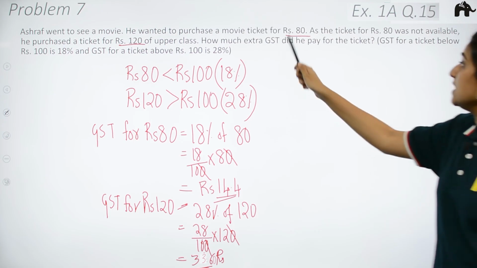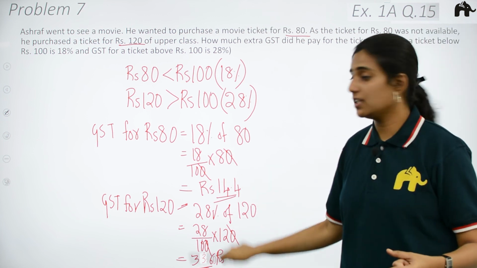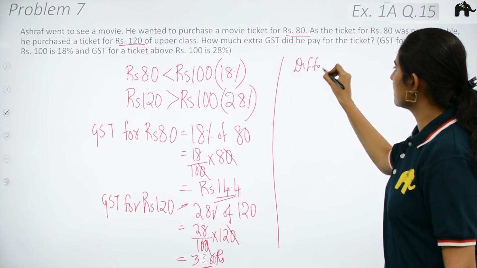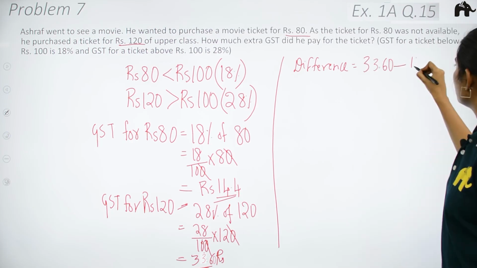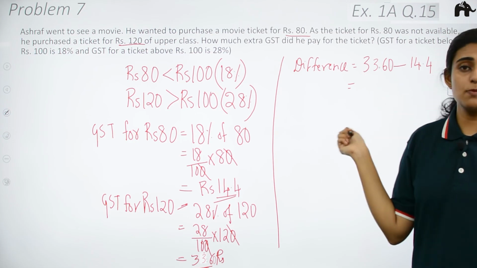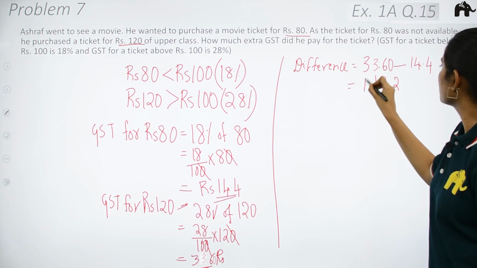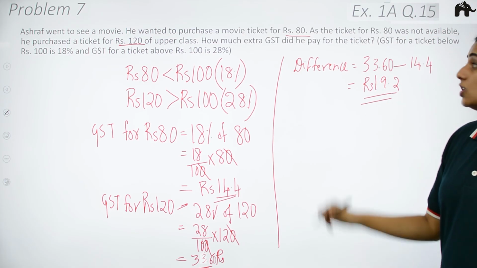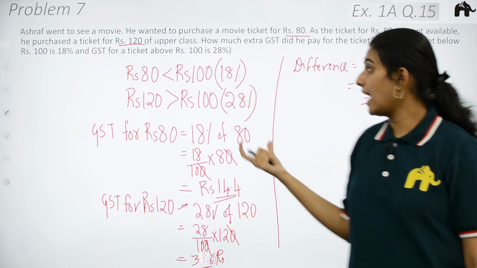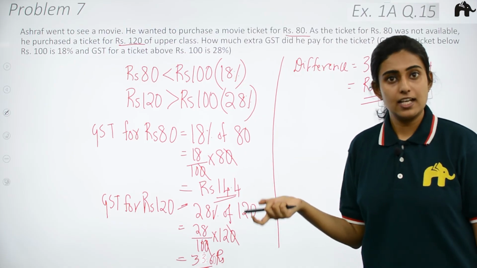Now, how much extra GST did he pay? How will you find this extra GST? We just need to find the difference between the two GSTs. Let's take the difference. Difference is equal to 33.6 minus 14.4. You will be getting 19.2. So, this is the amount as GST that Ashraf had to pay extra because he purchased rupees 120 upper class movie tickets. Clear?